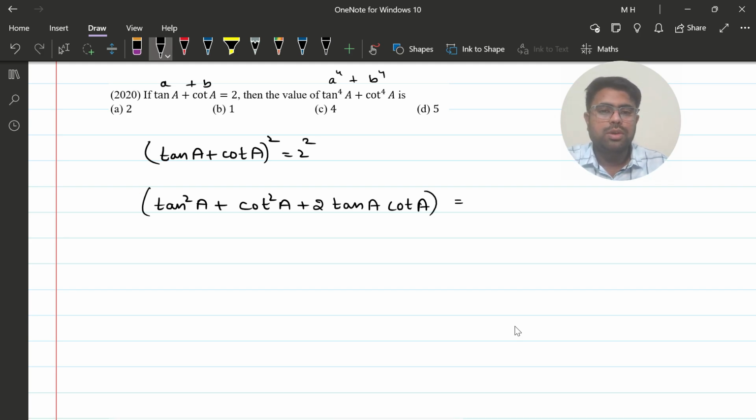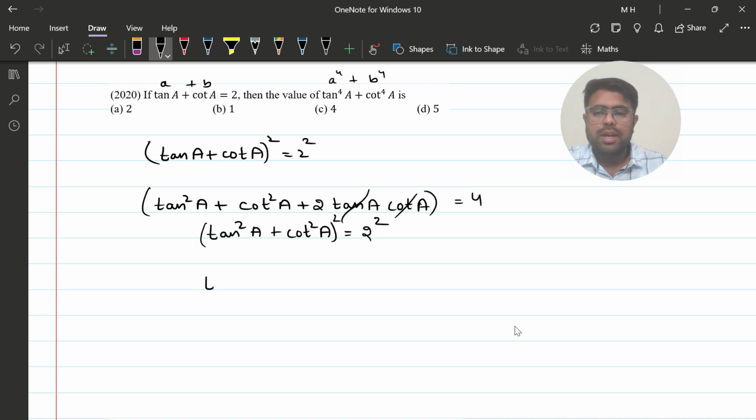Equal to 2 square is going to be 4, right? So tan a and cot a will get cancelled out. I'll get tan square a plus cot square a plus 2. This 2, if I take it to the other side, it is 4 minus 2, again 2. So now I will square this once again. I think it's very easy.